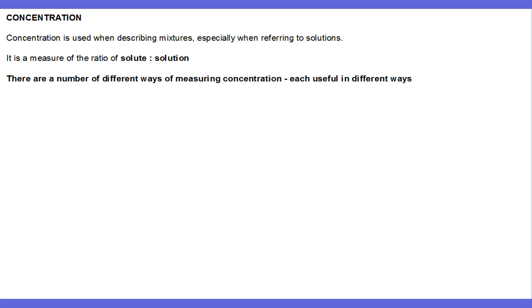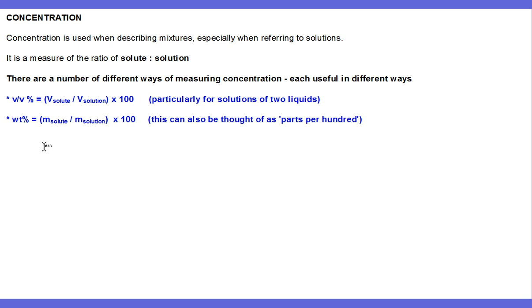and each of these methods is useful in a different way. First of all, you've got volume to volume percent, and that's particularly useful if you've got solutions of two liquids you mix together. To find the volume to volume percent, it's just the volume of solute divided by the total volume of solution times by 100. The next one's weight percent. We use this a lot in chemistry. It's the mass of the solute divided by the mass of the whole solution times 100.